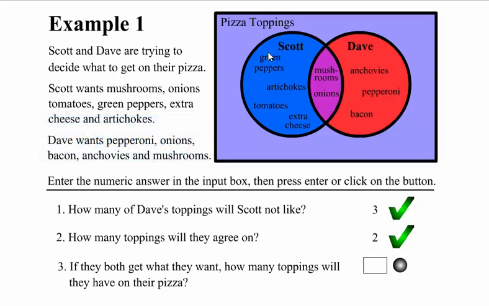Again, pretty straightforward. We're looking at 1, 2, 3, 4 things that Scott wants that Dave really does not, 2 on which they agree, 3 that Dave wants that Scott doesn't. So that's 4, 5, 6, 7, 8, 9 toppings total.